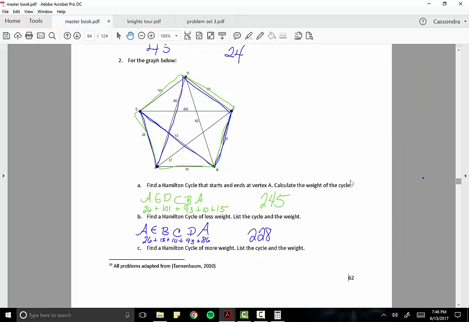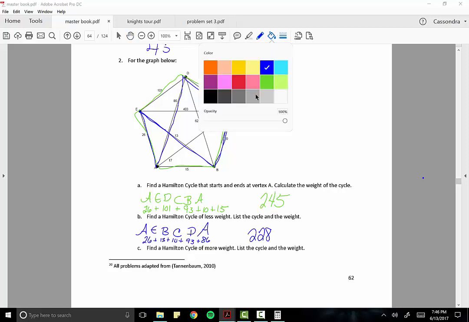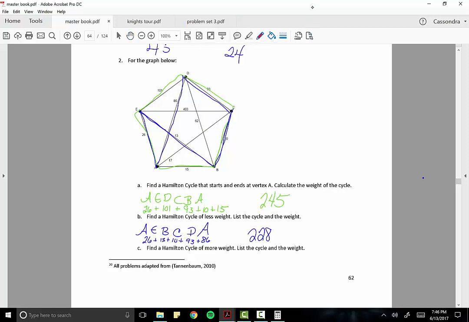Okay, find a Hamilton cycle of more weight. List the cycle and the weight. Well, I want to ensure that I have more weight, so I'm going to make sure I pick edge 403 and then work from there. Go up to 101. I can't go to 93, but 62 seems fun. Come across to 15 and up to 17. By having 403 in there, I already know I've got more weight.